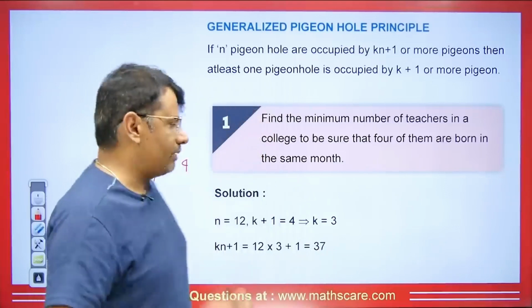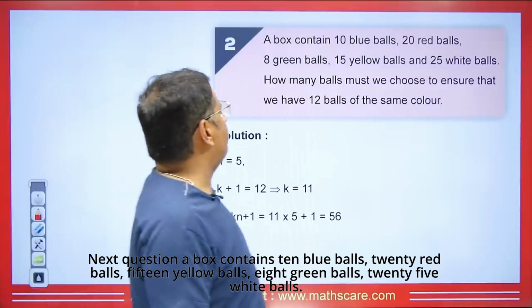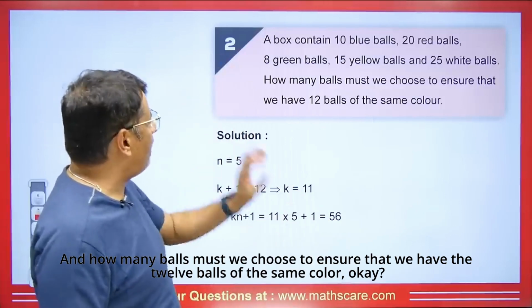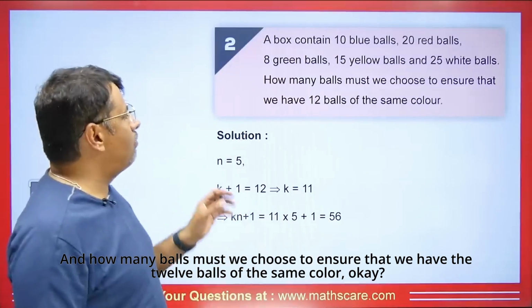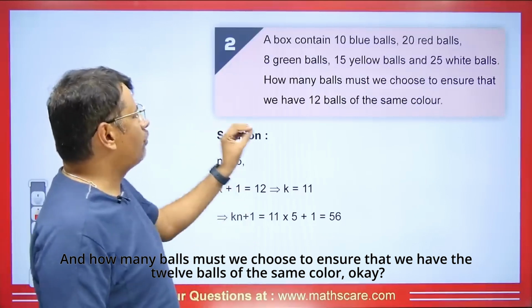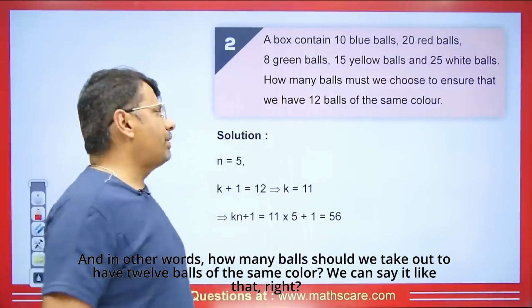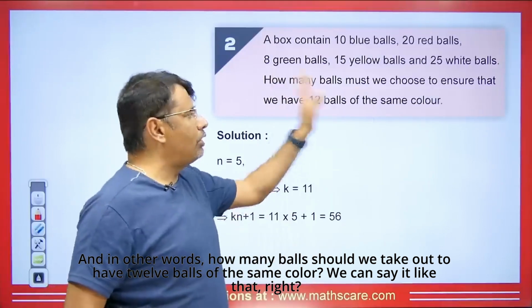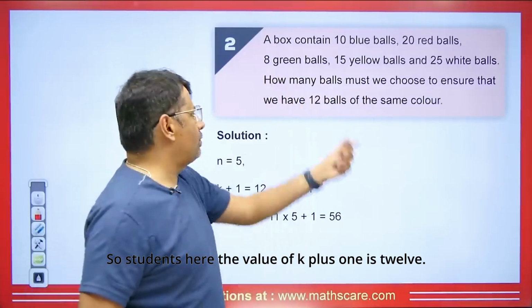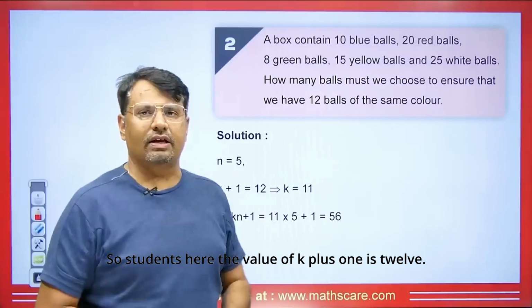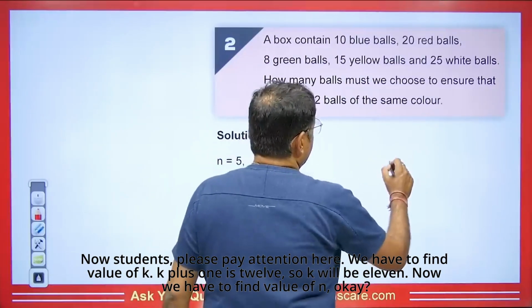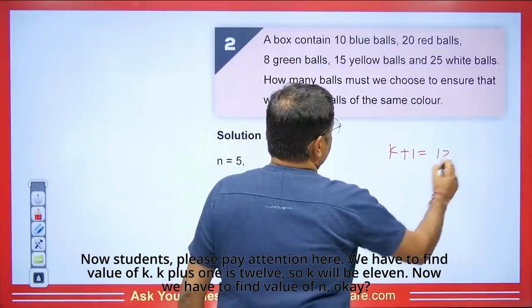Now let's move on. Next question: a box contains 10 blue balls, 20 red balls, 15 yellow balls, 8 green balls, and 25 white balls. How many balls must we choose to ensure that we have 12 balls of the same color? In other words, how many balls should we take out to have 12 balls of the same color? We can say it like that, right? So students, here the value of k plus 1 is 12. Now students, please pay attention here. We have to find the value of k. k plus 1 is 12, so k will be 11.